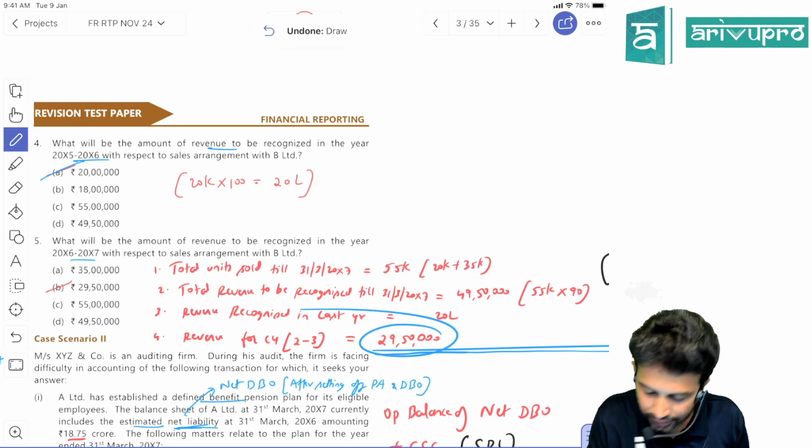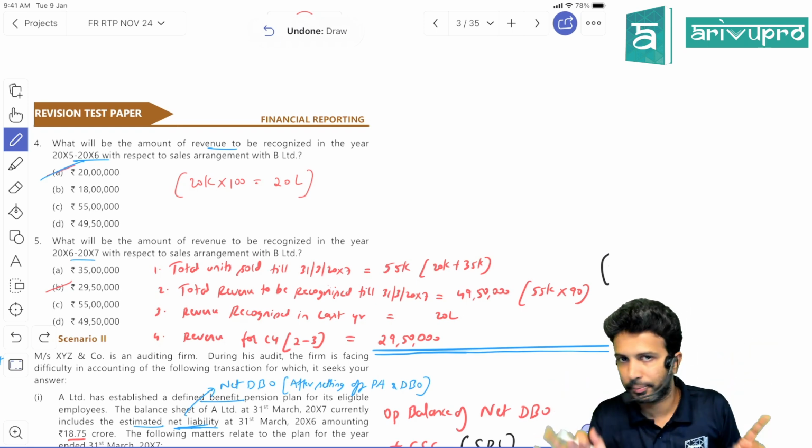49.5 minus 20 lakh, which will be 29.5 lakh. That way you can do it. This is one approach.